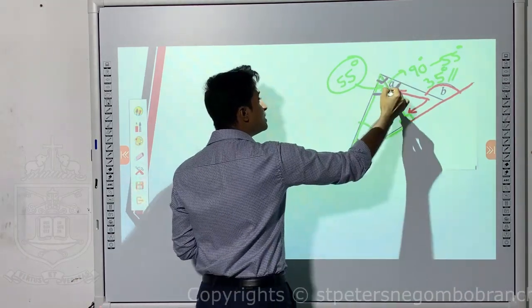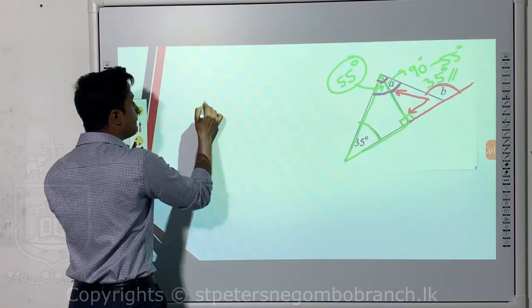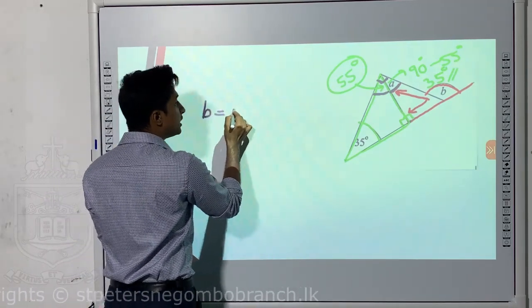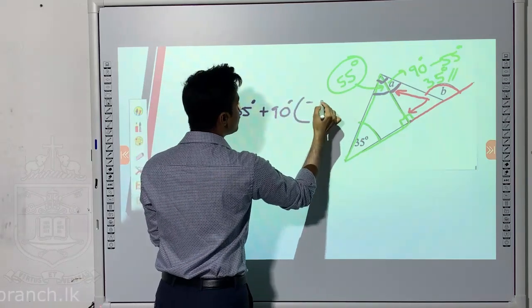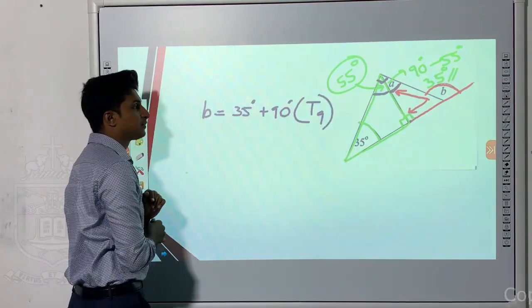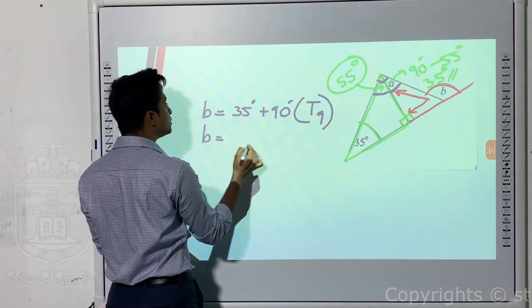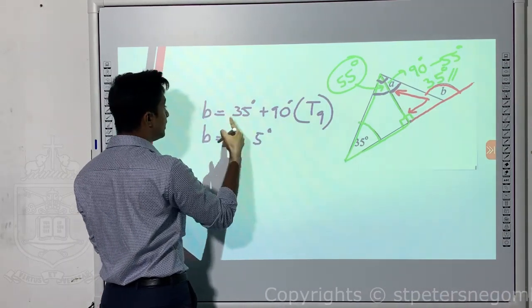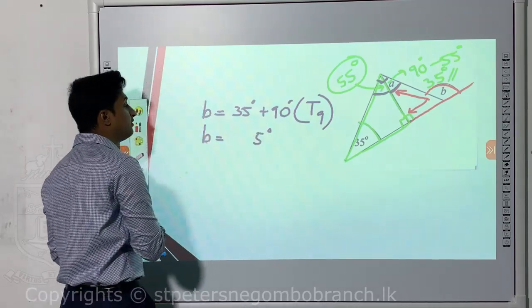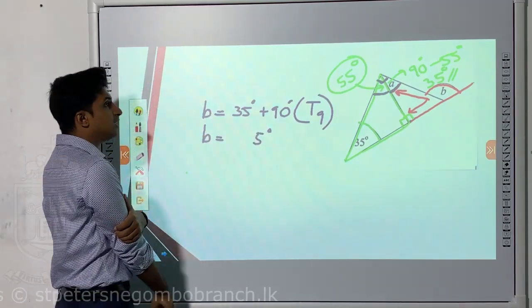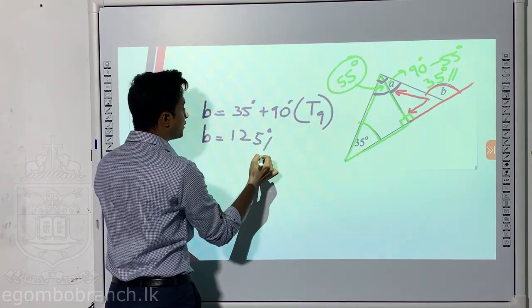Now if this is 35 and this is 90, the B value can be written as 35 plus 90. That is because of theorem number 9. So then B is going to be equal to 90 plus 35, which is 125 degrees.